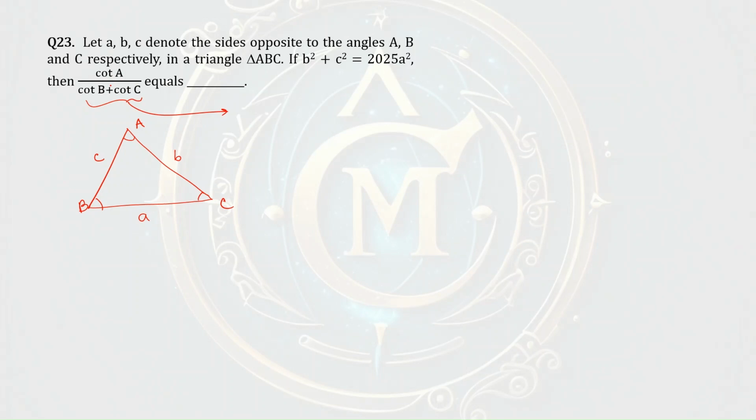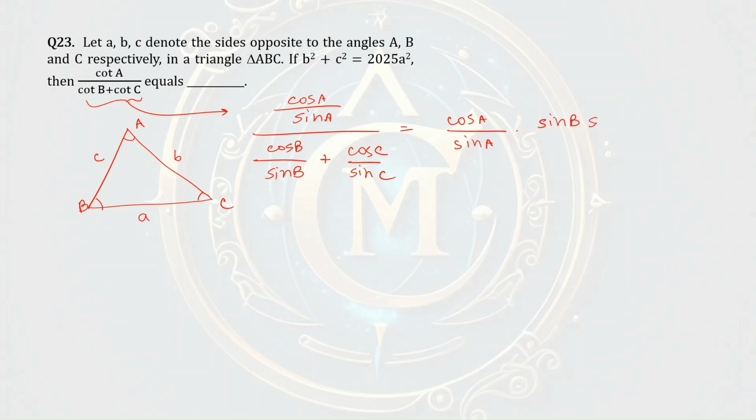So first we have to simplify this cot to sine and cos. That means we can write this as cos A divided by sin A, divided by cos B by sin B plus cos C by sin C. And this we can further simplify as cos A divided by sin A, and if we take the LCM of this, it becomes sin B sin C divided by sin C cos B plus sin B cos C. So sin of B plus C. Now we can further simplify this sin of B plus C as sin of A, because we know in a triangle A plus B plus C is pi.